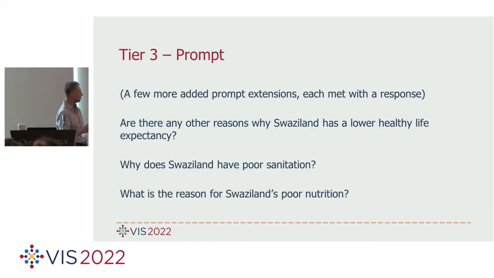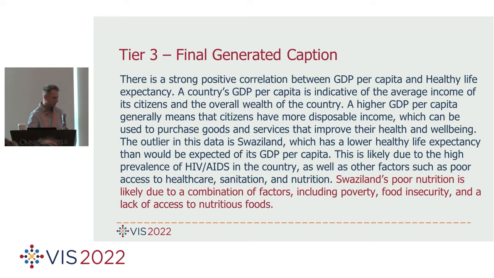Then we wanted to dig a little more, right? We added more stuff to the prompt. Are there any other reasons why Swaziland has a lower healthy life expectancy? Why does Swaziland have poor sanitation? What is the reason? So it was basically prompted by what GPT returned to us, right? And then we got a little more out of it. Swaziland's poor nutrition is likely due to a combination of factors, including poverty, food insecurity, and the lack of access to nutritious foods, right? So this is a nice caption. It's a little long, but you learn something from this caption, something you couldn't get from the visualization itself, which is a good thing, right?